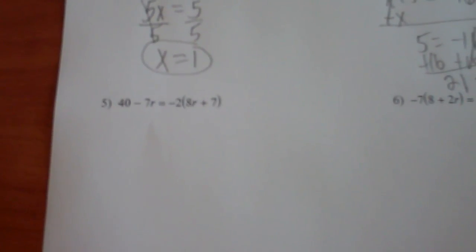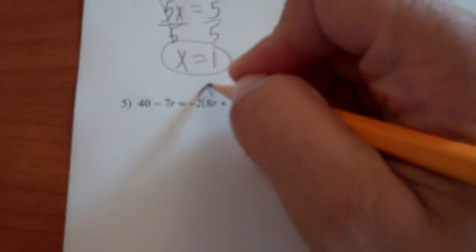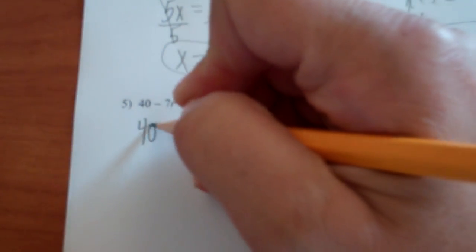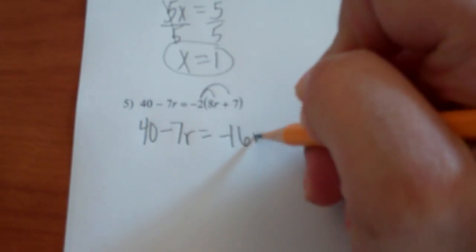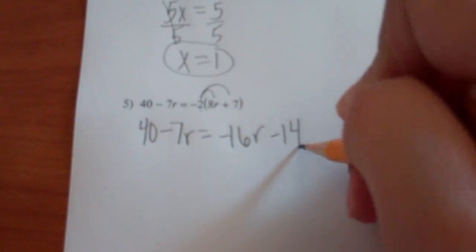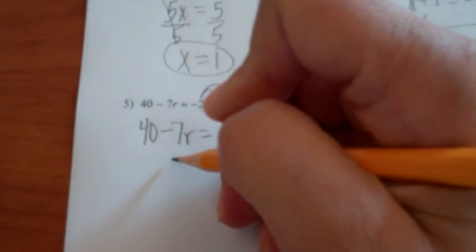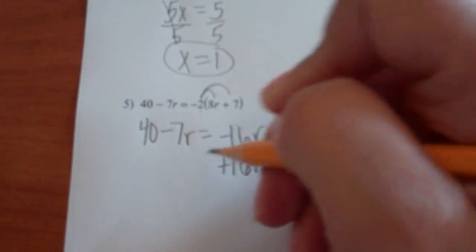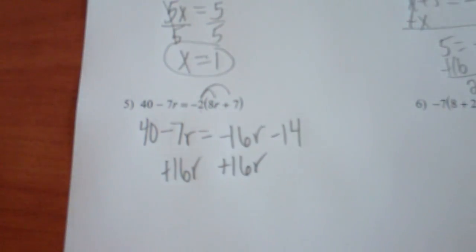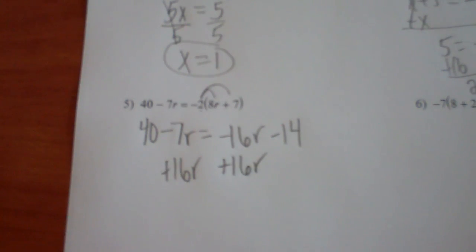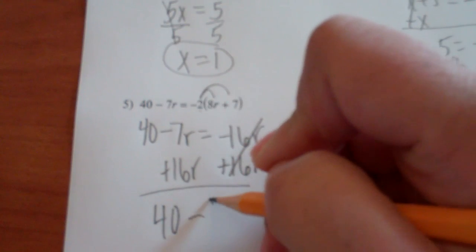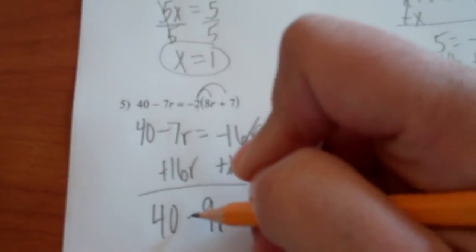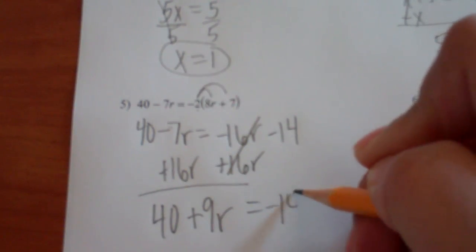I'm just going to do number 5 really quick. This integrates that first step where we have to distribute. So we have 40 minus 7r equals negative 16r minus 14. I'm going to bring over, let's bring over our plus 16r plus 16r. So we have negative 7 plus 16, and that's going to give us 9. So we'll cross that out. 40 minus 9r, oh, actually, it's plus 9r, equals negative 14.